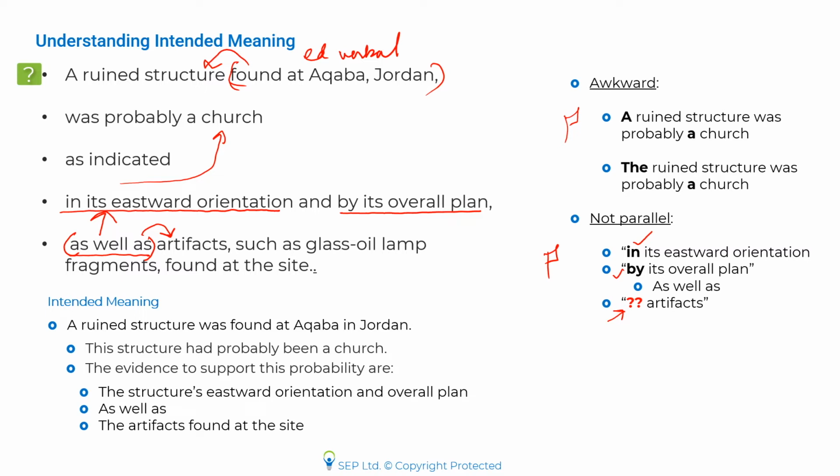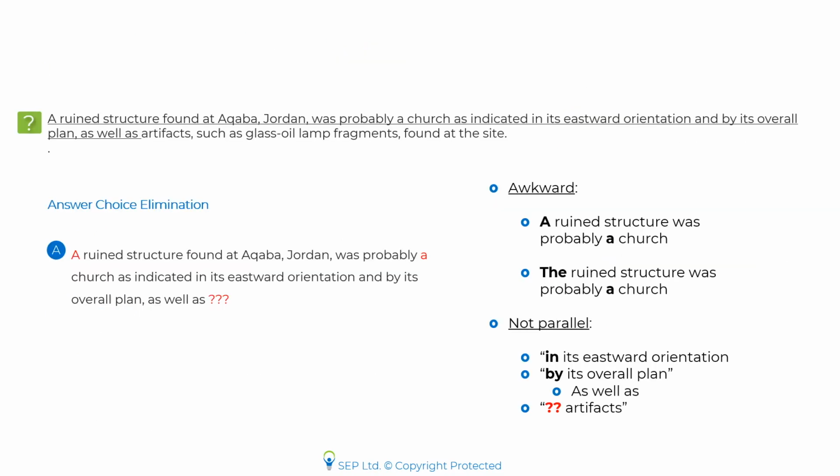Clearly, the original sentence has errors. So, choice A, as pointed out in the earlier step, is incorrect because of two reasons. One, the awkward construction of a ruined structure was a church instead of saying the ruined structure was probably a church. And the second reason being the lack of parallelism as indicated by the missing preposition before artifacts. Let us now eliminate the other choices.